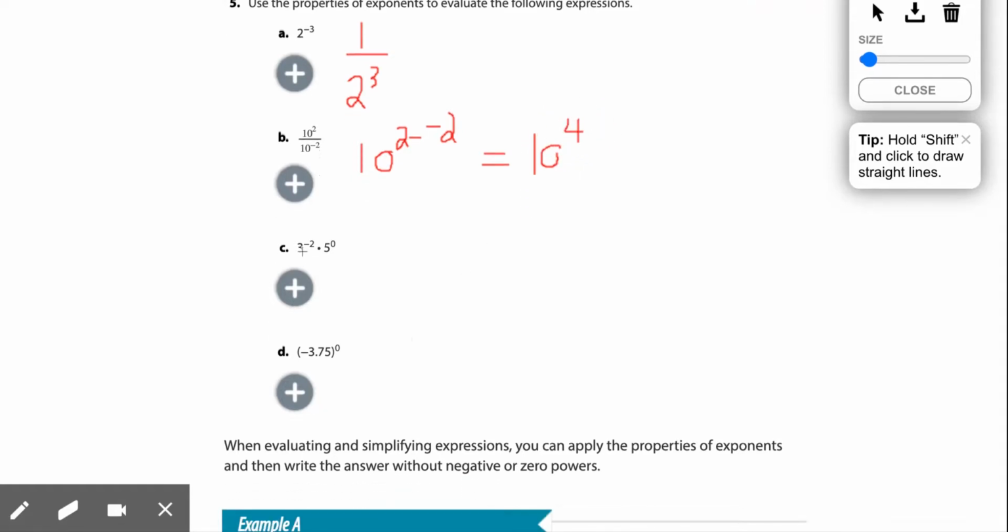All right. 3 to the -2 times 5 to the 0. Well, 5 to the 0 is 1, so it's just 3 to the -2. And then we don't actually want to look at negative exponents, so I'm going to flip that over, and it's 1 over 3 squared.